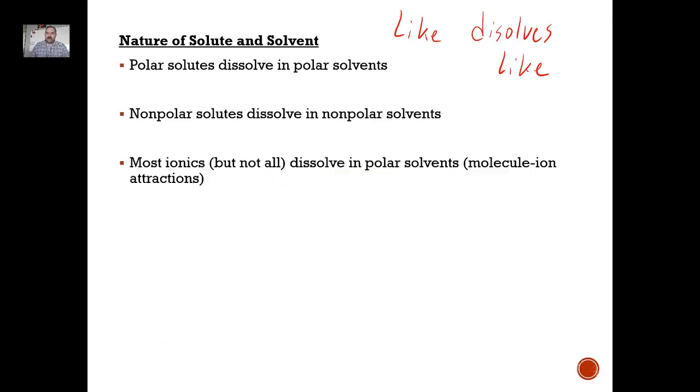So our definition, the first one that you guys just wrote down, should be saturated. That means it can't hold any more solid.